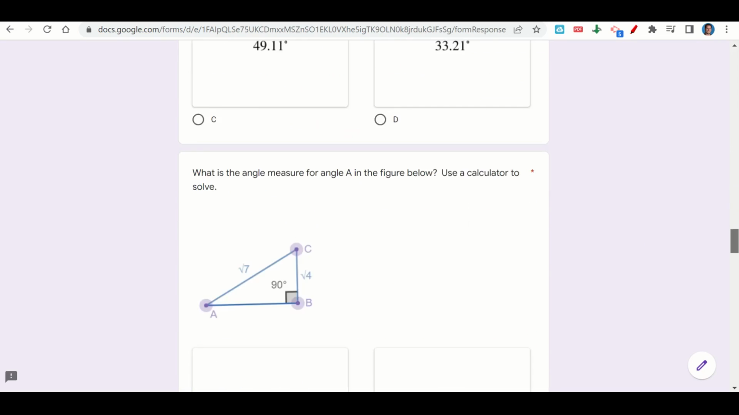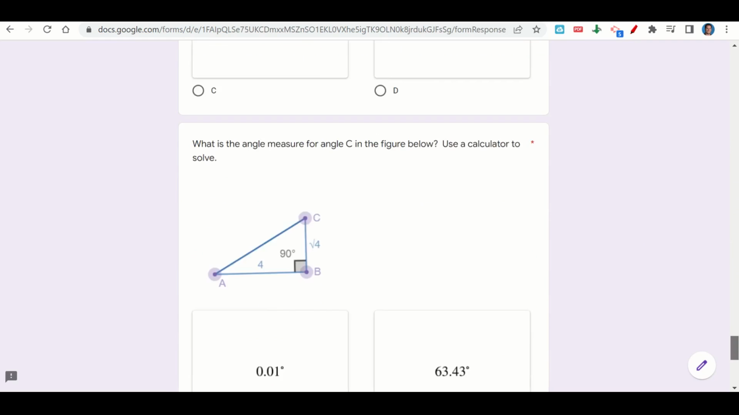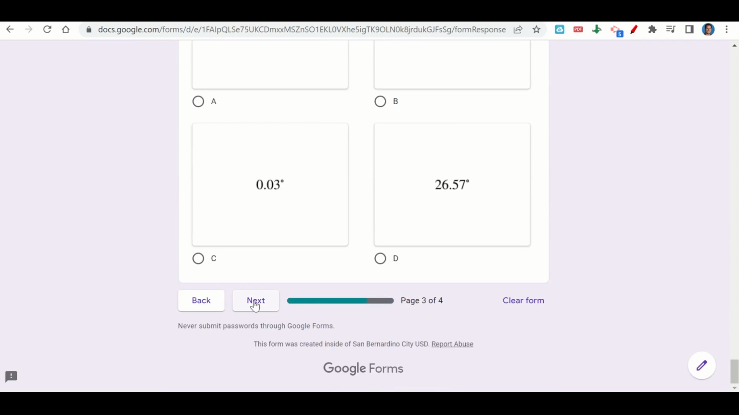And we'll continue to answer these questions all the way until we get to the end of the assignment. Once we get to the end of the assignment, we'll go ahead and click Next. This will take you to your Before You Go. Go ahead and fill out your Before You Go and then submit your work on Google Classroom.